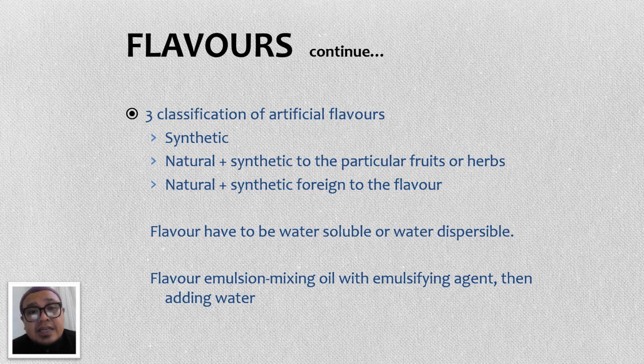Okay, there are three classifications of artificial flavor. First is synthetic. Secondly is natural and synthetic to the particular fruit or herbs. And thirdly, natural but synthetic, foreign to the flavor. Flavor has to be water soluble or water dispersible. Okay, flavor emulsion is mixing oil with an emulsion agent, then adding water.